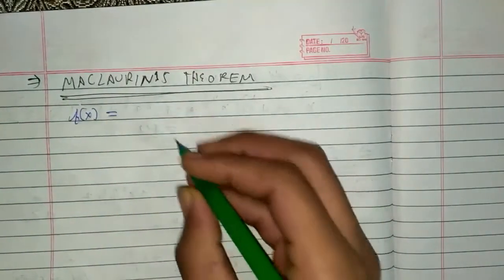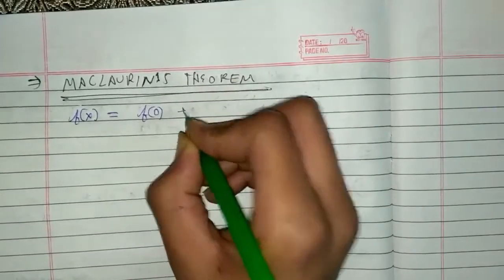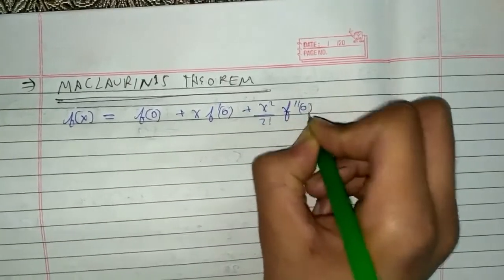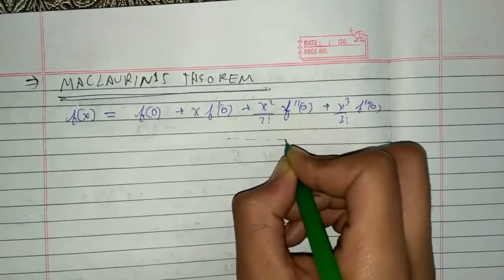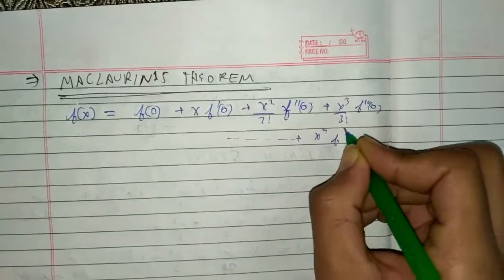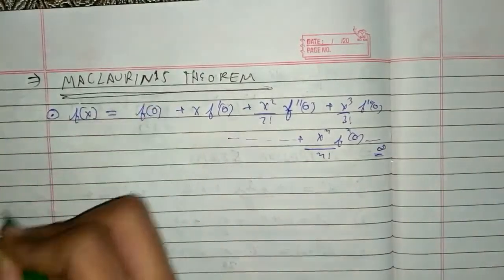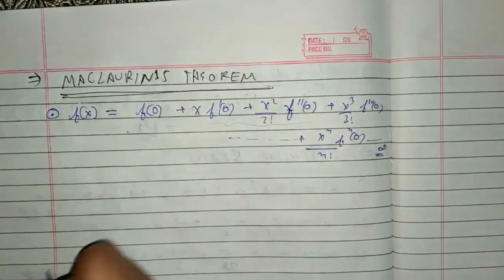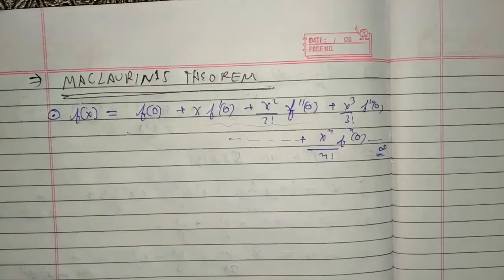So moving forward, it states that any function of x can be represented as f of 0 plus x times f dash 0 plus x square by 2 factorial f double dash 0 plus x cube by 3 factorial f triple dash 0 and so on till x to the power n f n dash 0 upon n factorial and so on till infinity. And it is an infinite series, and generally if we use only 3 to 4 terms for estimating what the graph of the function will look like in the neighborhood of the value x, it is also termed a Taylor series.